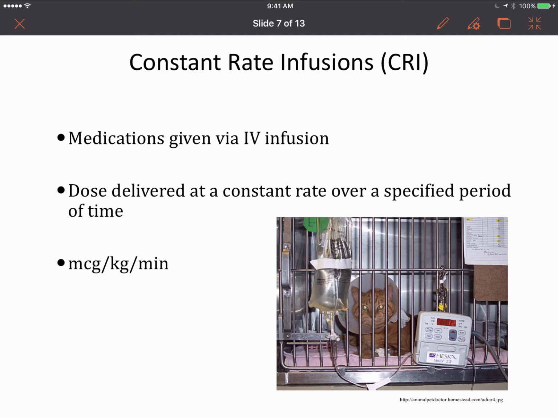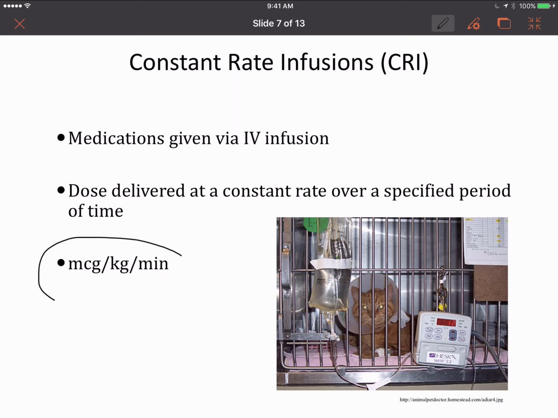So what we're talking about here are medications that are given via an IV infusion. Typically they're drugs that either have a really short half-life or have to be given in very, very small amounts. And they're often given along with fluids at a constant rate over a particular period of time. Sometimes we'll give constant rate infusions of, let's say, an analgesic like fentanyl during an especially painful surgery. Maybe we have to control an arrhythmia in a patient, so we're giving lidocaine in an IV infusion.